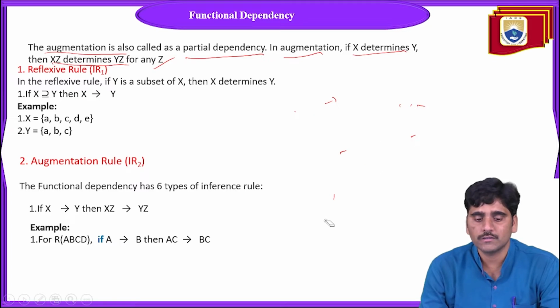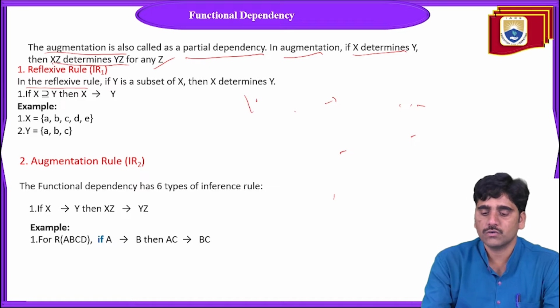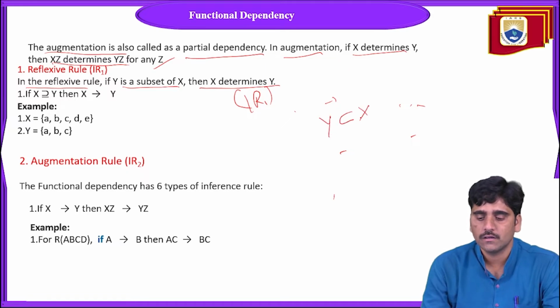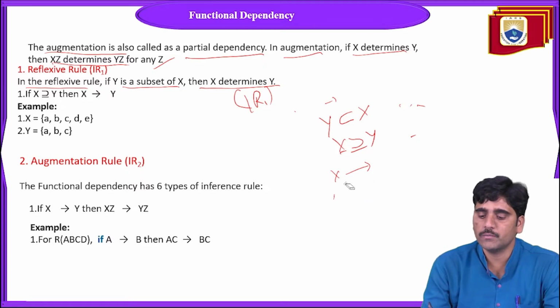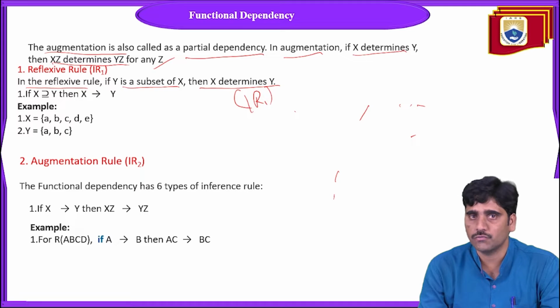The rules have a formation. The first one is the reflexive rule, which is also said to be an inference rule. We can call it IR1. In the reflexive rule, if Y is a subset of X, then X determines Y. That means if Y is a subset of X, then X determines Y.